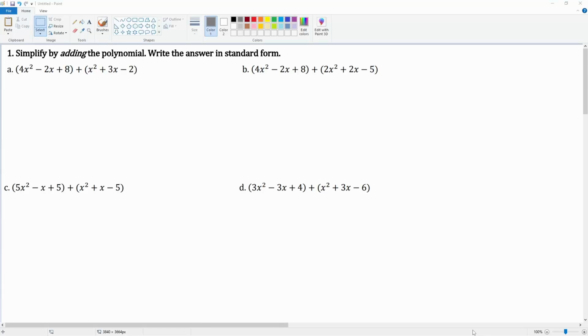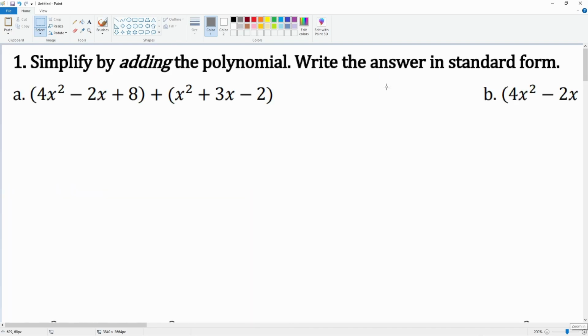Number 1 here, you're going to simplify by adding the polynomials. Write the answer in standard form. When we add the polynomials, we're going to add them by the degree. Okay, so the first way here is we see that there is a 4x squared here, and then we have the x squared here. That is going to be added. Do you see the add symbol right there? That's going to be how the first one should look like.